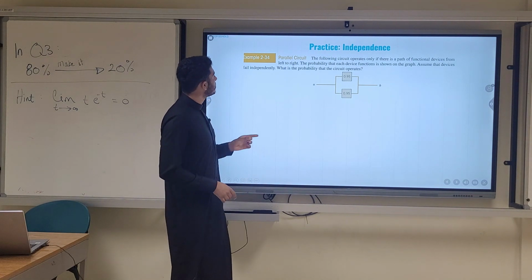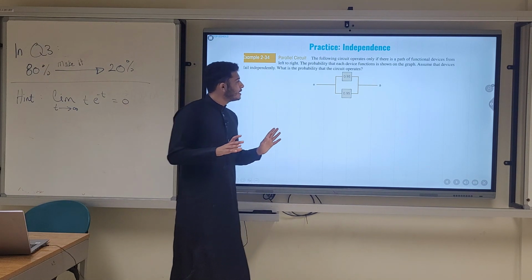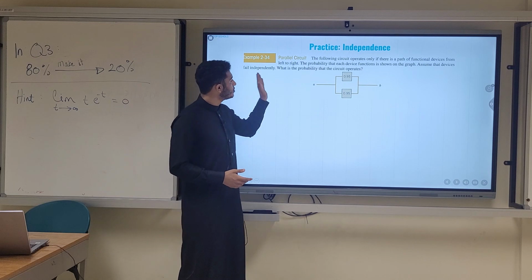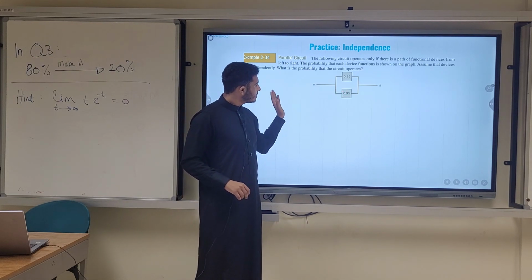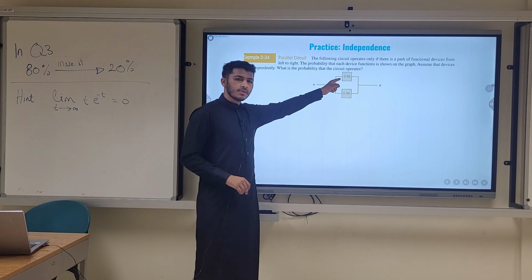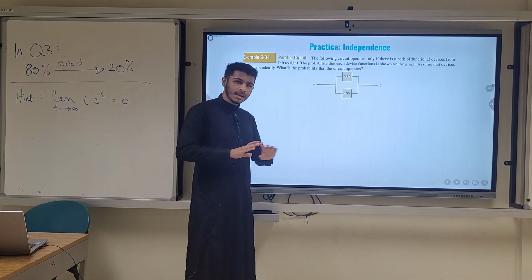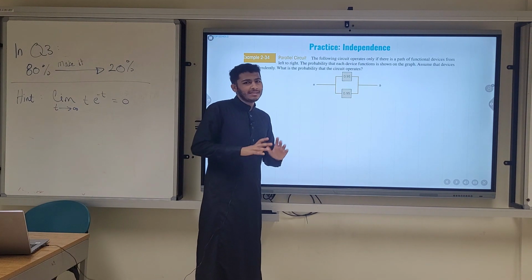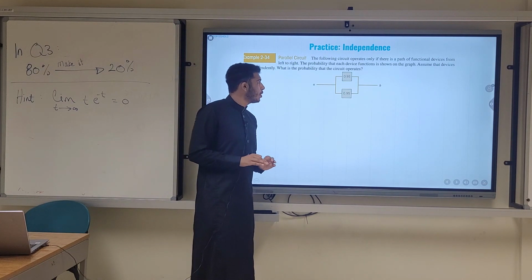So what is the probability that the circuit operates? We know that for the circuit to operate, the current has to move from the left to the right side. However, here we have two paths. It can go through this device or this device. So either one of these devices working is going to be good. We want either one of them or both of them to work. It does not matter. We want one of them to work.